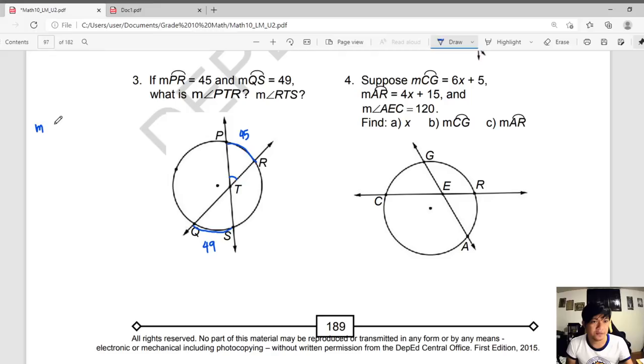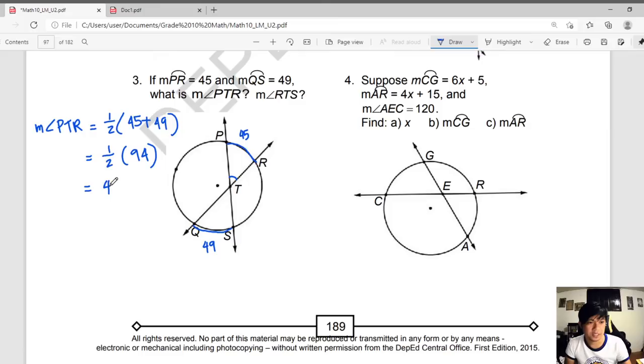So, what is the measure of angle PTR? To get the measure of that one, you just need to get 1/2 the sum of the intercepted arcs of the angle formed and its vertical angle. Ito, i-add ninyo, kunin yung 1/2. So, that is 1/2 of 45 plus 49. What is 45 plus 49? So, that is 94. So 1/2 of 94 is 47. So the measure of this one is 47.